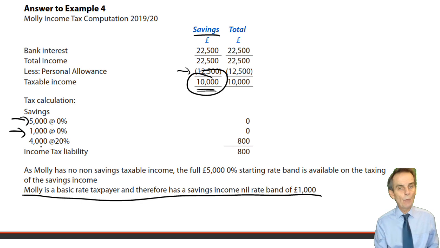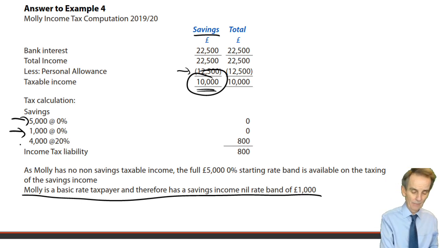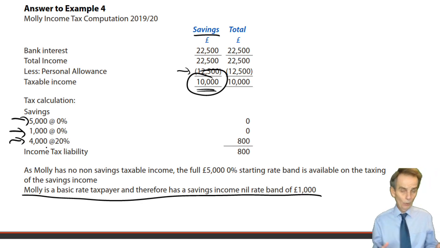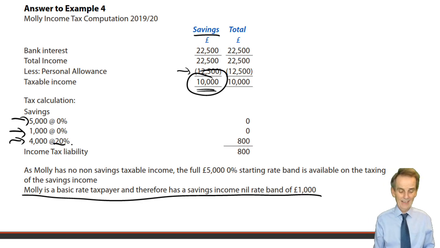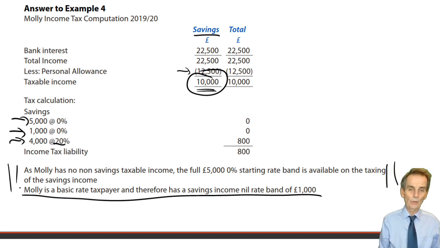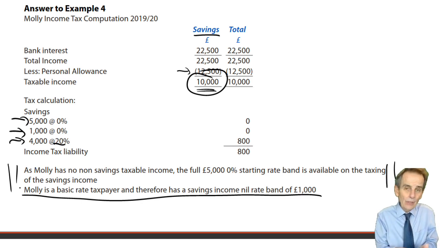We then use the relevant savings income nil rate band. Molly is a basic rate taxpayer, so it's £1,000. That's accounted for the first 6 of the £10,000 of taxable savings income, leaving a balance of 4, all of which is in the basic rate. It therefore is charged at 20%. Income tax liability, all being well, £800. Right, read through those notes, look at what we've done. Hopefully there we've understood what those issues are, and we've now seen our first use of that 0% starting rate band.